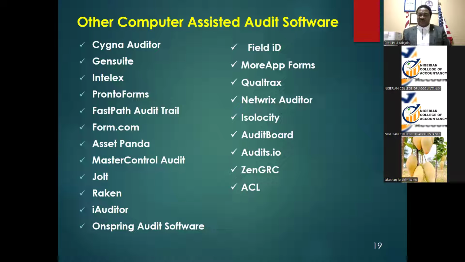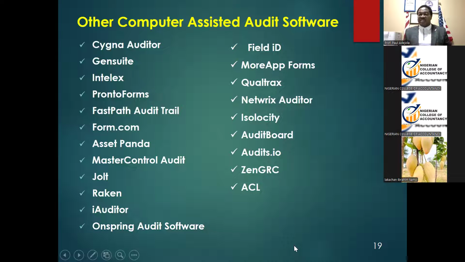Saw some of them yesterday when we mentioned Sage, QuickBooks, Sun System, Tally Accounting, Busy Accounting, MYOB Accounting, to mention but a few. Here are other computer-assisted audit software. There are a lot of them. We have the Signal Auditor, GenSuite, Intellect, Pronto Forms, FastPath Audit Trail, Form.com, Asset Panda, Master Control Audit, DOT, Raking, iAuditor, OnSpring Audit Software, Feed ID, More App Forms, Quatrax, Netflix Auditor, Isolocity, Audit Board, Audits.io, Zen GRC, ACL.